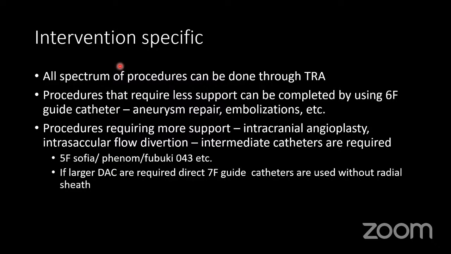About intervention specific, all sorts of interventions can be done through transradial, and procedures which need less support can be completed using 6 French, while more support will need a higher French catheter. Distal access catheters also need to be used. The combination of the distal access and the guide catheters will be slightly different from the femoral one. For example, we usually use Envoy 6F catheters, which will not allow larger distal access catheters, or even Catalyst 5 or Navien 5. You have to use Fubuki 043 instead of 5 French distal access catheters.